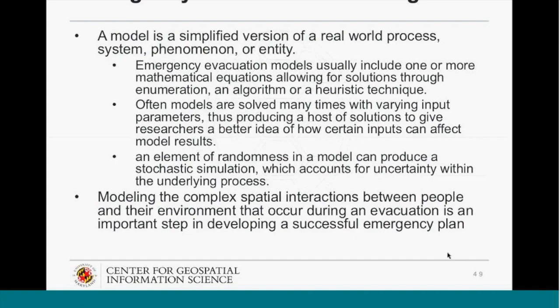Modeling these complex spatial interactions between people and their environment is really an important part of doing research for any phase of the emergency management process, but obviously critical for an emergency evacuation as well.